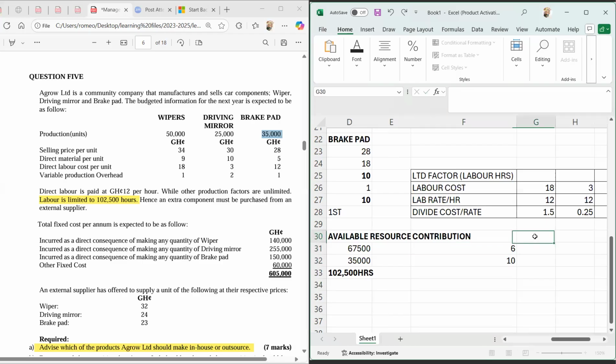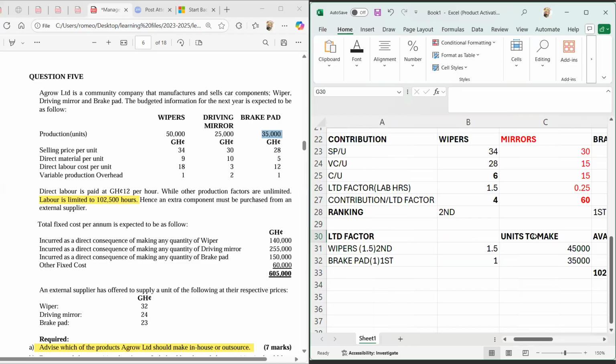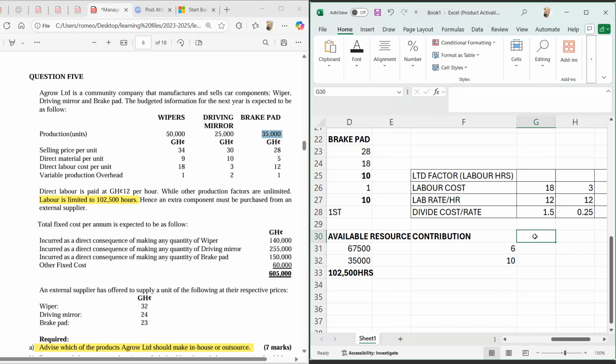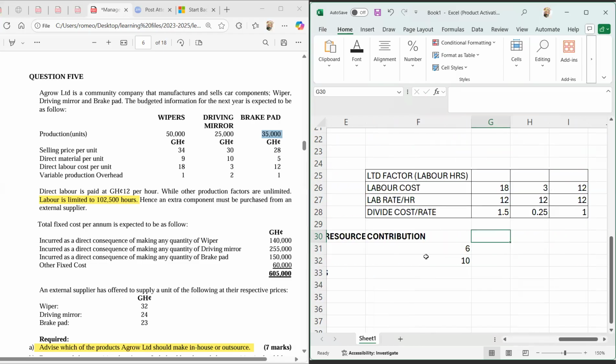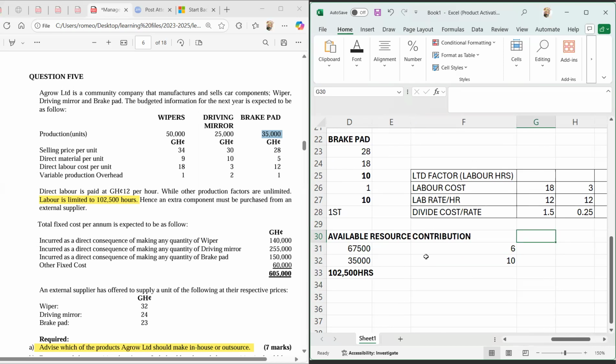So some questions will ask you, to maximize profit, what's it? Sometimes I just do it straightforward. This is how I normally do it. I don't waste time. I just bring the contribution here. So you just have to multiply it by your total hours to get your total labor cost.